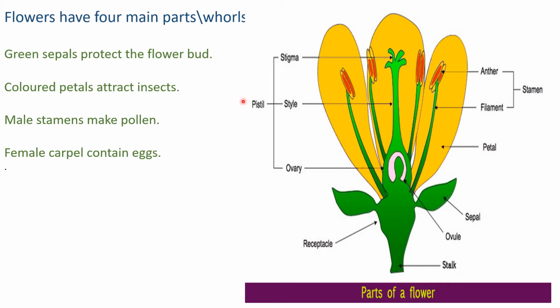Flowers have four main parts, or whorls. The first one is the sepal, the second is the petal, the third is the stamen, and the fourth is the pistil. The pedicel is the stalk, which is green in color, and this is the receptacle, the broader part. Here you can see the green parts, but all other parts are arranged in four whorls as we have discussed: the sepal, petal, stamen and the pistil.